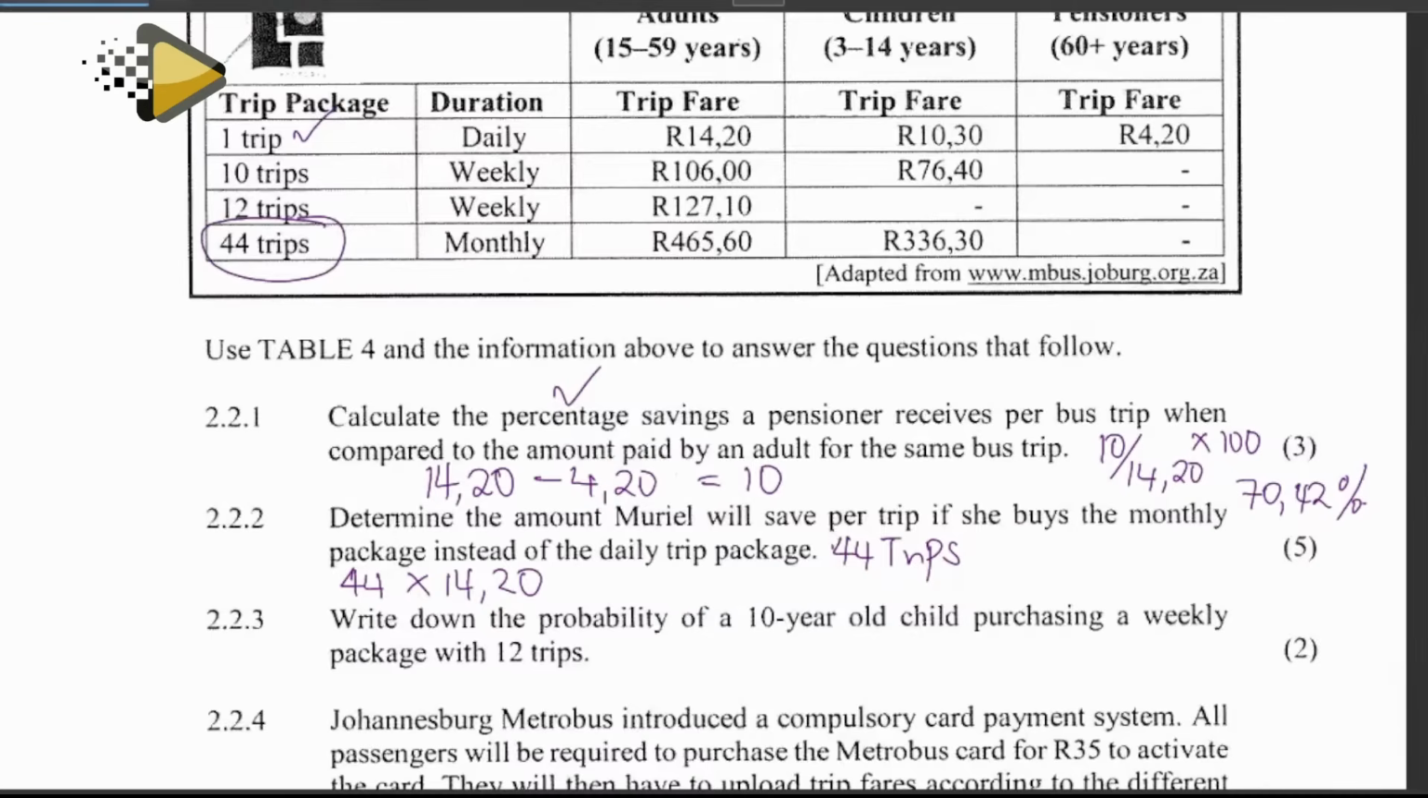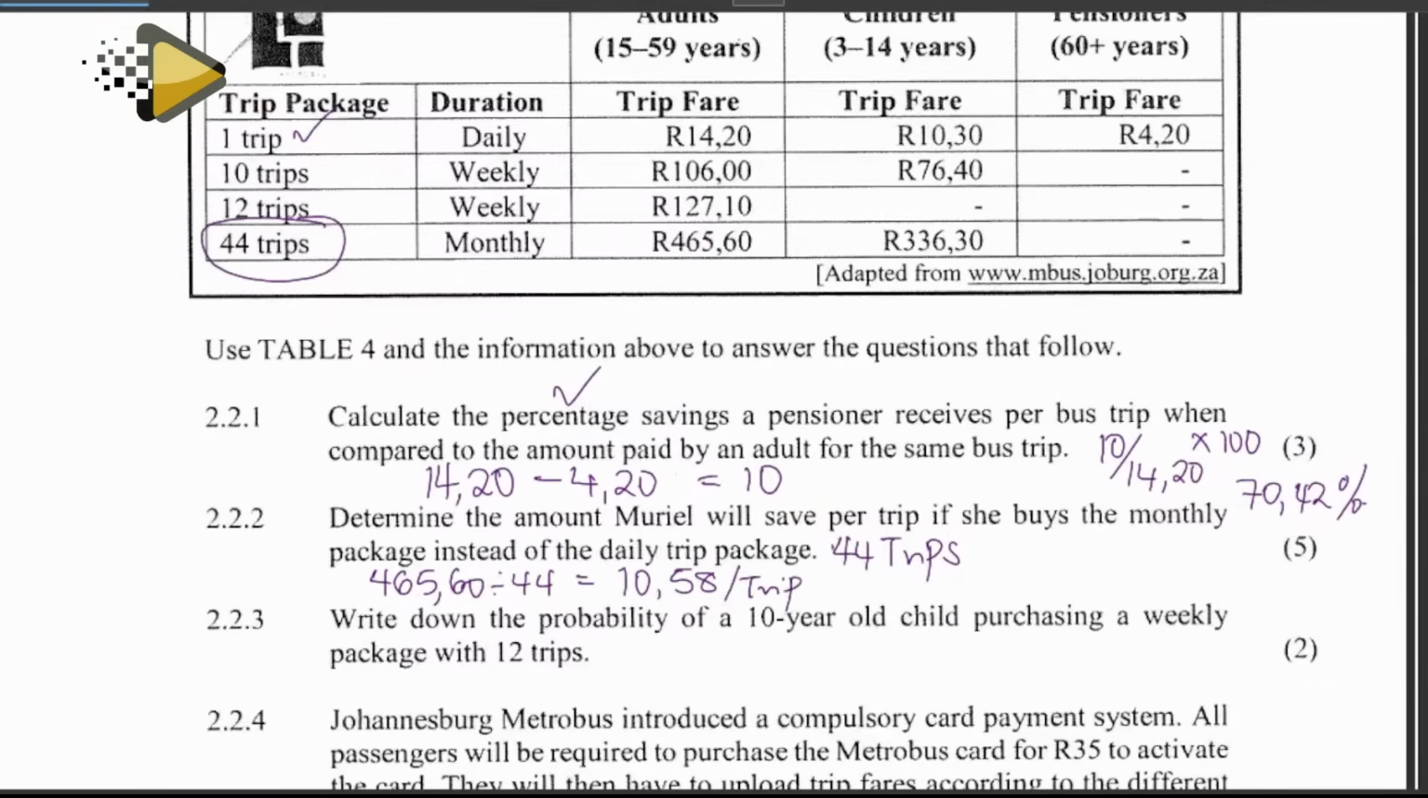By the way, you would have done this also. Let's do that the easiest way. So in a month, how much is each? So we shall say 465,60 divided by 44 trips. So we get that. So a single trip in the monthly costs this much. This is per trip.